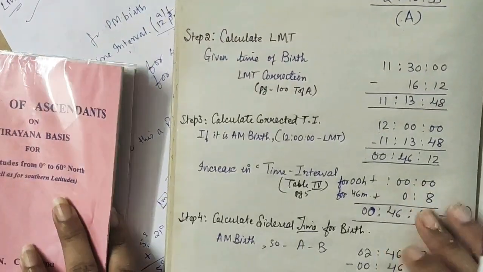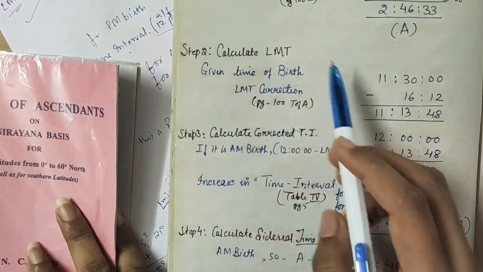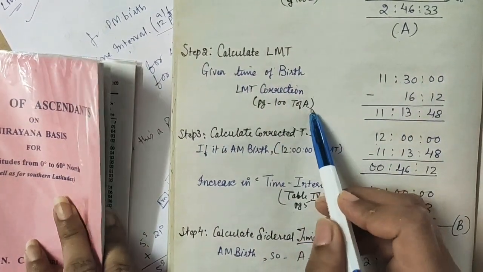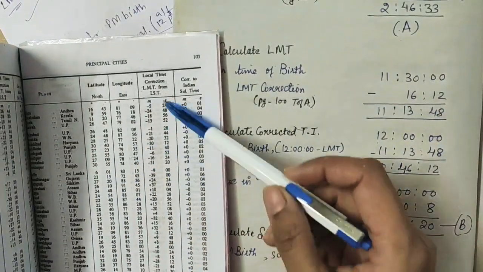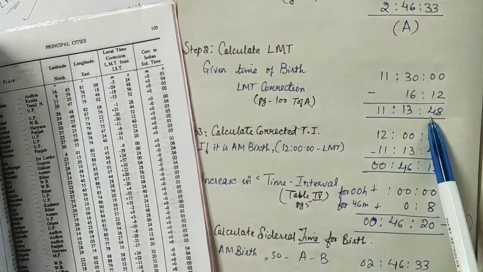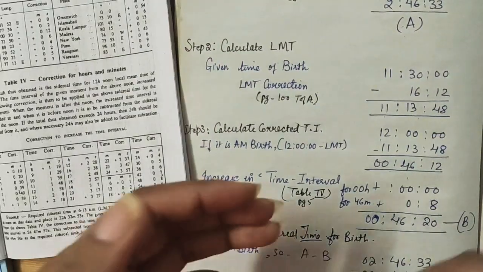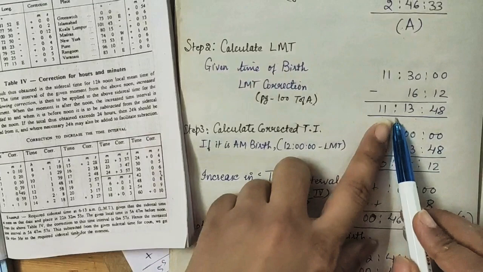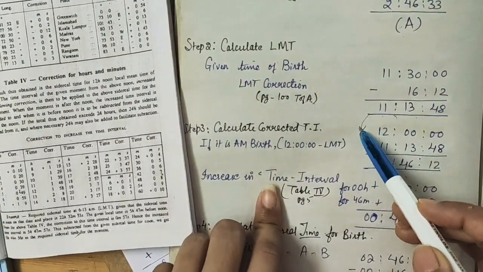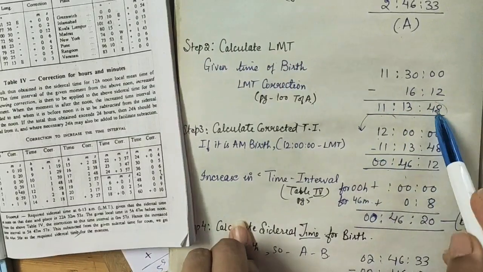Then step 2 is to calculate the local mean time. Write down the local mean time, 11:30 AM I have taken. Do the correction. Again from the end pages only, you see the LMT table, 3rd column. Add or subtract the value and arrive at some value. This is the time interval. Here the change is there. Why? Because we will not take the direct LMT as the corrected time interval. We will not operate on this LMT.